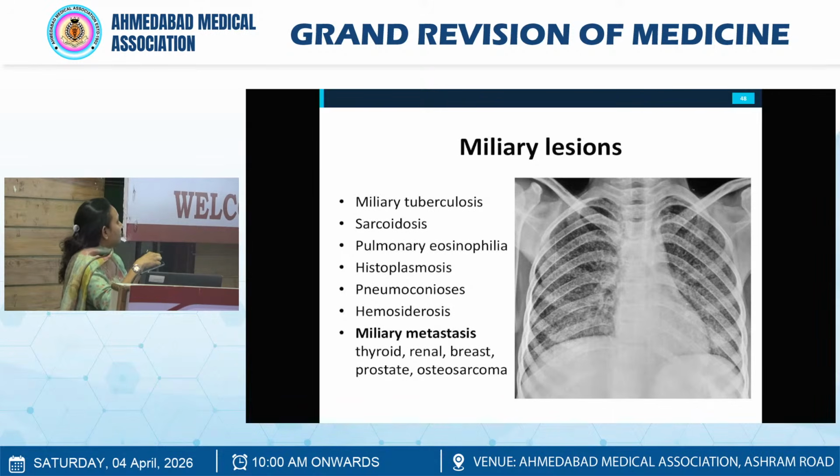So, miliary lesions can be seen in miliary tuberculosis, sarcoidosis, pulmonary eosinophilia, histoplasmosis, pneumoconiosis, hemosiderosis, as well as multiple miliary metastases seen in thyroid, renal, breast, prostate, and osteocarcinoma.